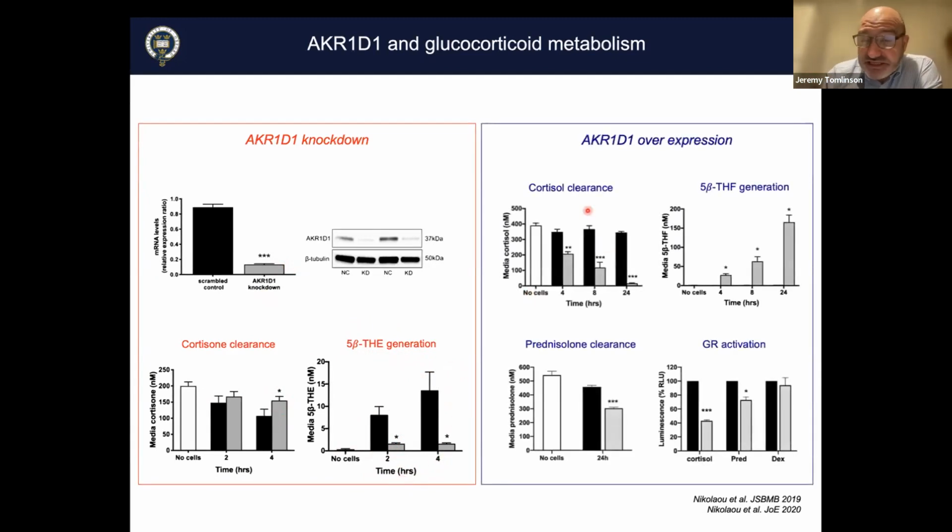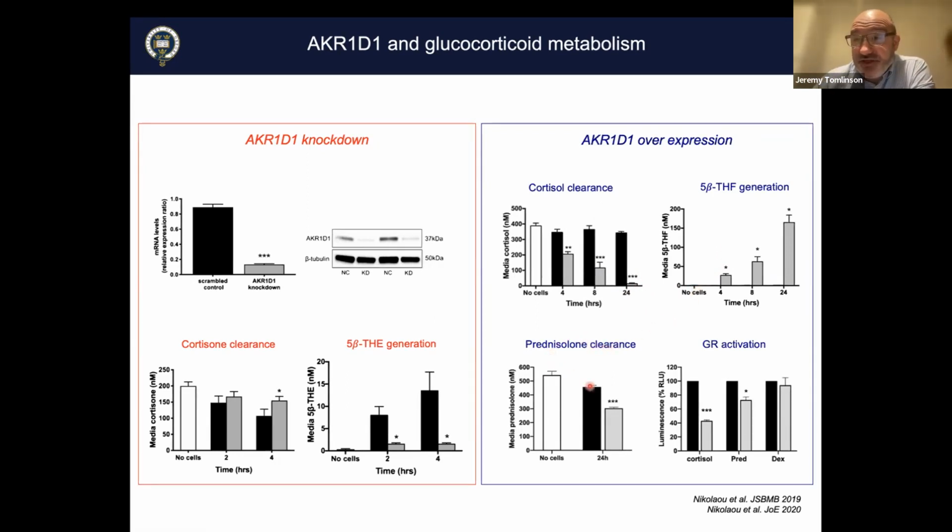What about an overexpression, the parallel experiment of that? Well, again, here we've used cortisol as a different glucocorticoid. But what you can see when you overexpress, here in gray, is a dramatic increase in the clearance of cortisol within 24 hours, such that you've pretty much got rid of all of the cortisol you had to start with, and a parallel increase in the generation of your 5-beta tetrahydrometabolite of cortisol.